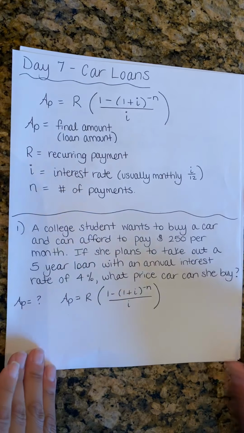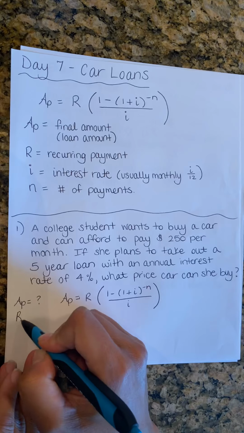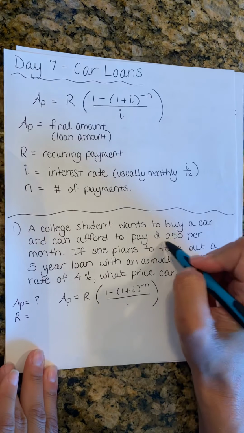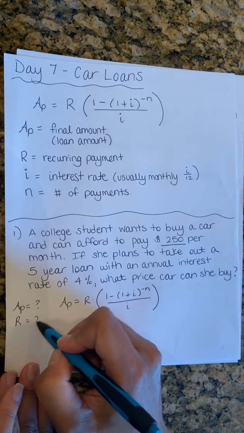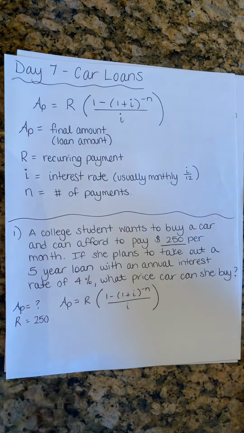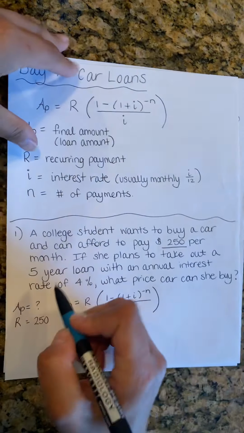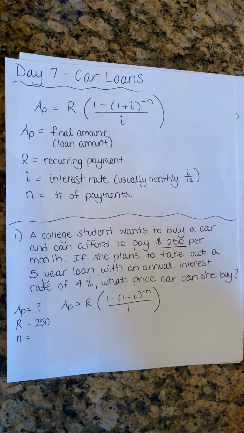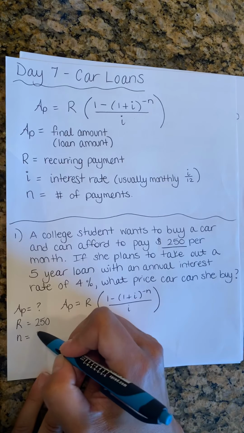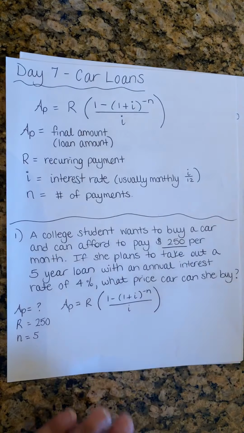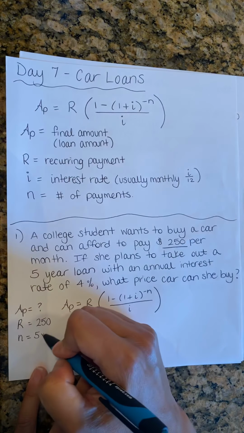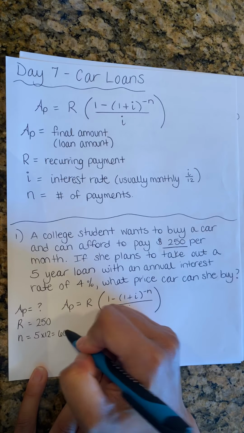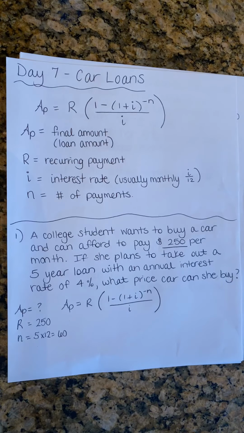Okay. Now we have R. So her recurring payment is monthly. Monthly, she said that she can afford $250. So her R is $250. Again, remember that is a month. So right now, our whole problem should be in terms of months. She's going to take out a 5-year loan. So that is her number of payments. So remember, 5 is in years. She's not only going to make 5 payments, she's going to make 5 times 12 months, which means she's going to make 60 payments.